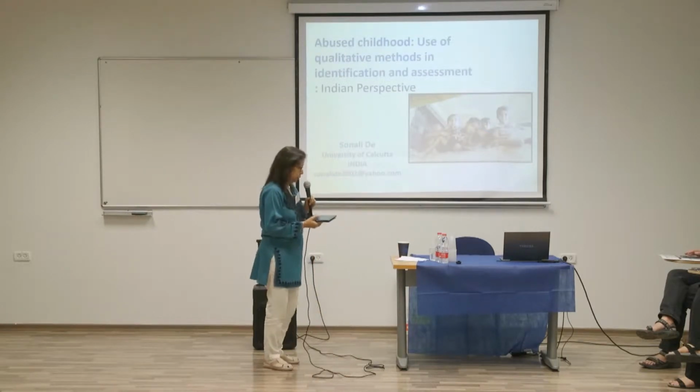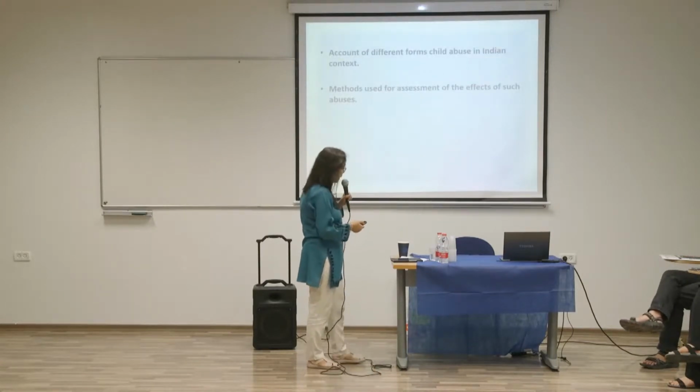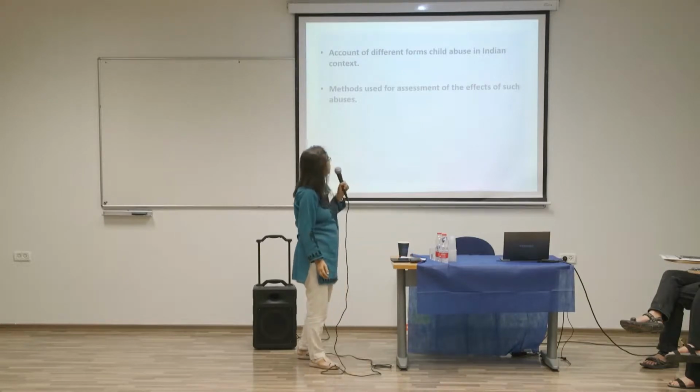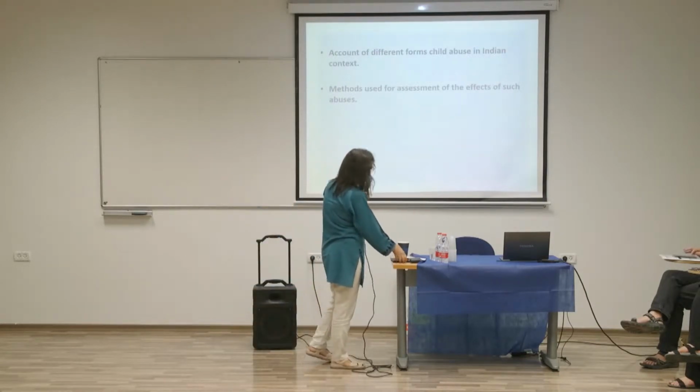There are two parts to this. First, I'll talk about the different forms of child abuse in the Indian context. Here I'll make a correction: it's not exactly the Indian context, it's more the context of West Bengal or Calcutta because I worked there. There is a similarity between Calcutta and the whole Indian context, but India is a diverse country. There are many different cultural groups and language groups, so when I talk about a specific context, I cannot generalize it all over India. Next, I'll come to qualitative methods.